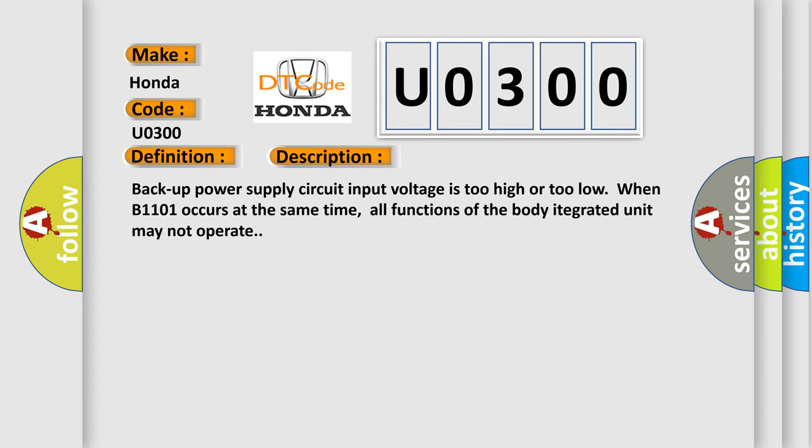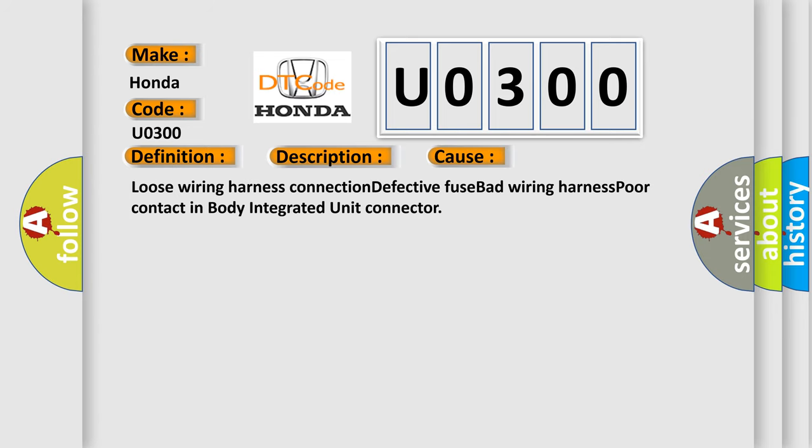Backup power supply circuit input voltage is too high or too low. When B1101 occurs at the same time, all functions of the body integrated unit may not operate. This diagnostic error occurs most often in these cases: loose wiring harness connection, defective fuse, bad wiring harness, poor contact in the body integrated unit connector.